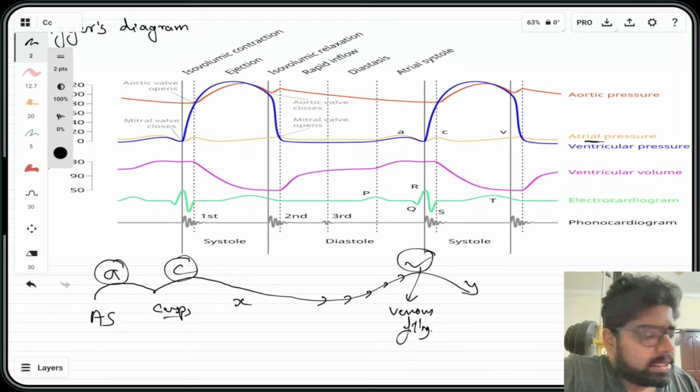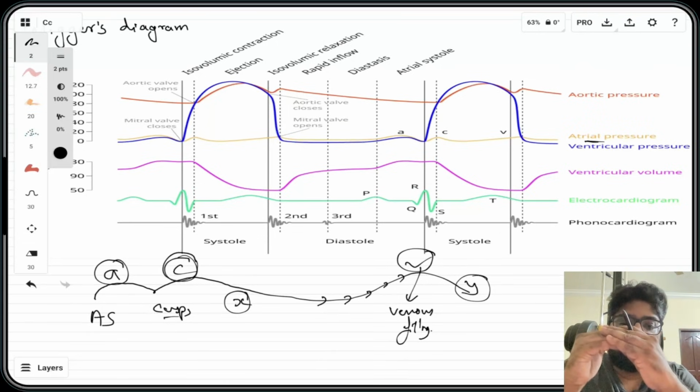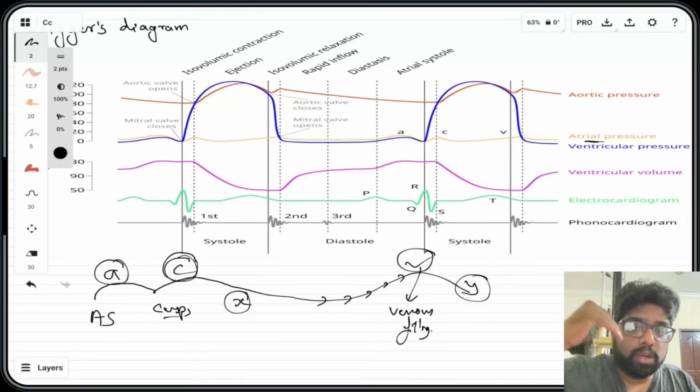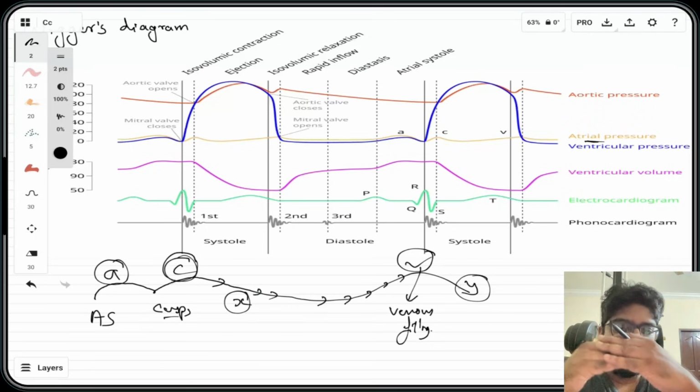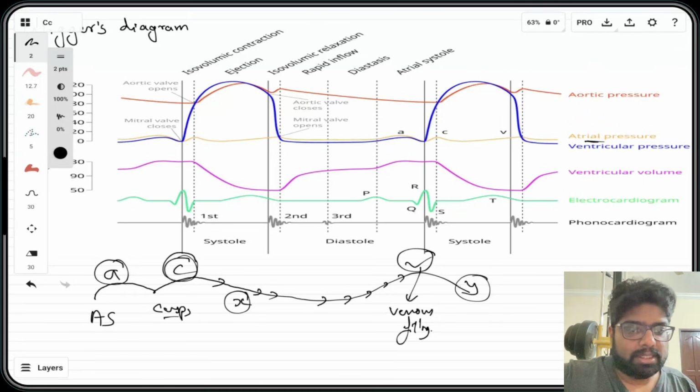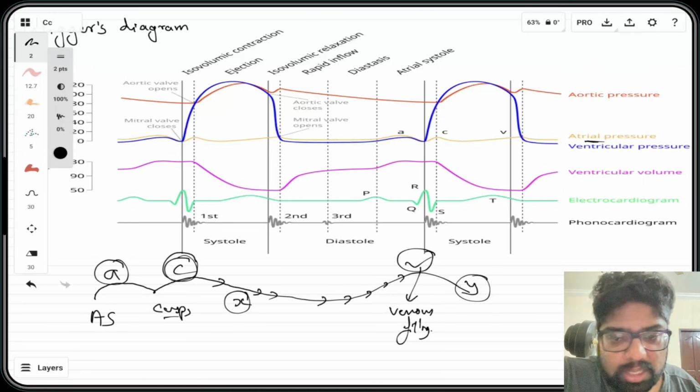What about the two descents, the X descent and the Y descent? Now X descent happens because the cusp was already bulging into the ventricle. When the ventricle relaxes, the cusp is going to go to a downward position into the ventricle, right? So the atrial pressure will decrease. So that is the reason for the X descent. The bulged cusp going back into its normal position and going further down because of ventricular relaxation. That is the reason for the X descent.